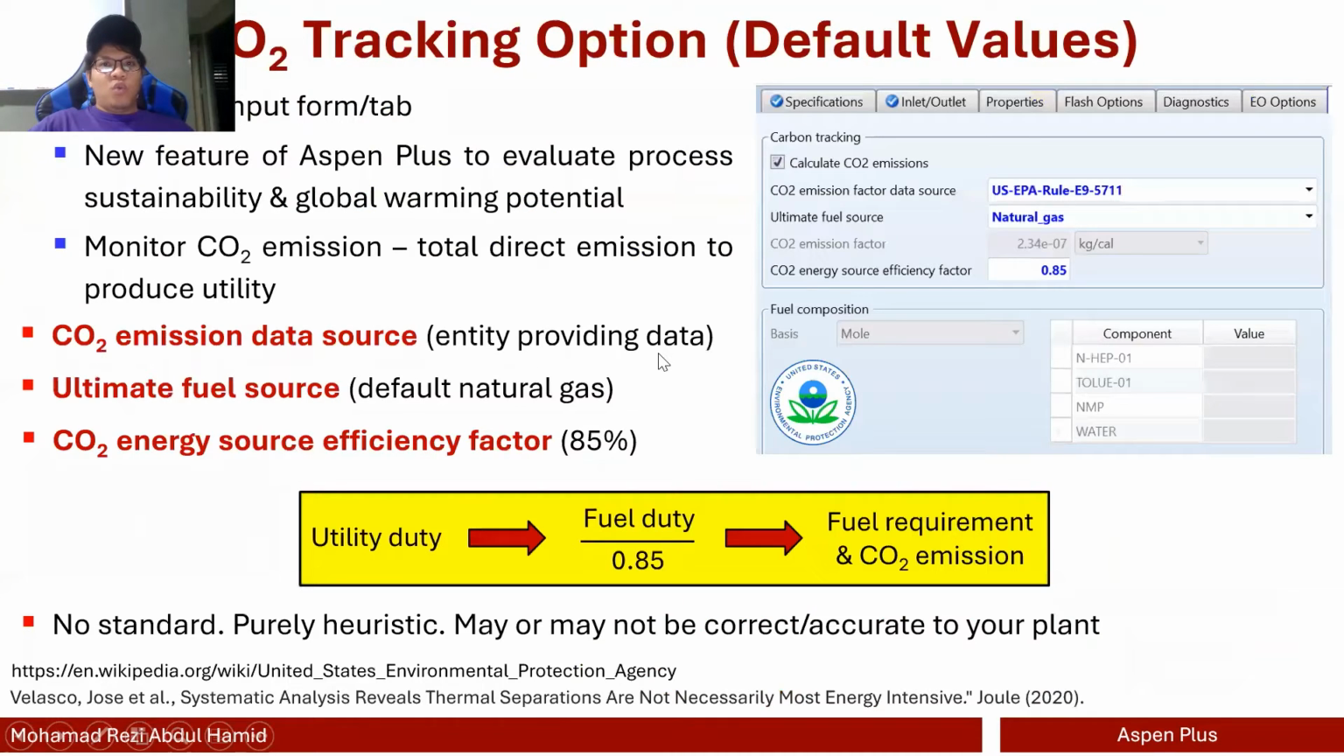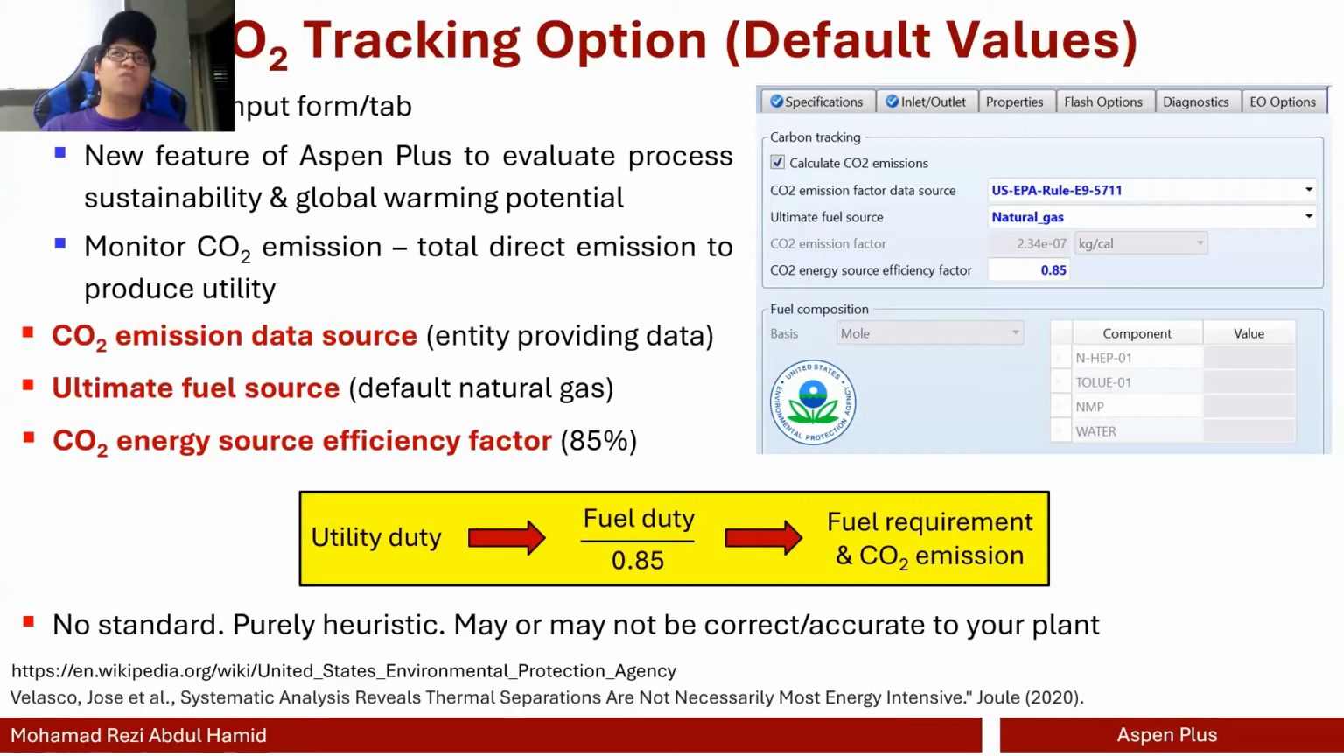And then before we move on to part 2, I just want to talk a little bit about the CO2 tracking option. If you activate this CO2 tracking option, or if you put information in the CO2 tracking option input box, it is quite a useful feature for you to evaluate the process sustainability, so that you can monitor how much CO2 is being emitted to the atmosphere when running your plant.